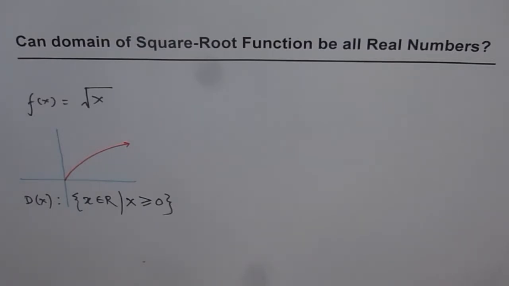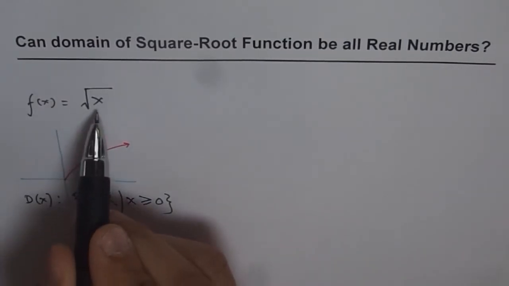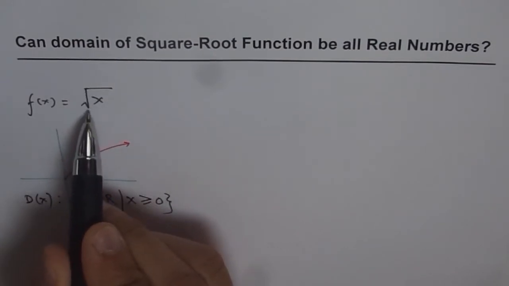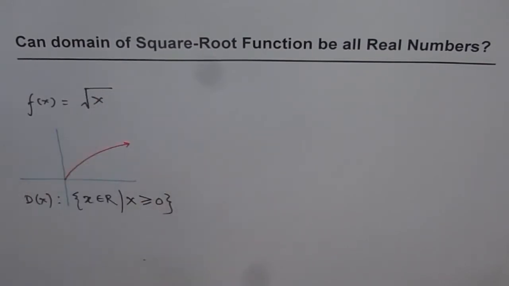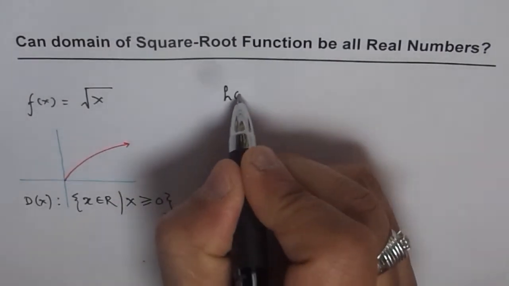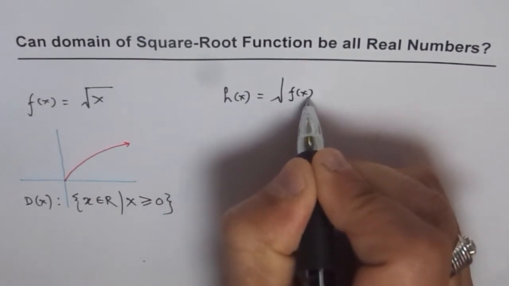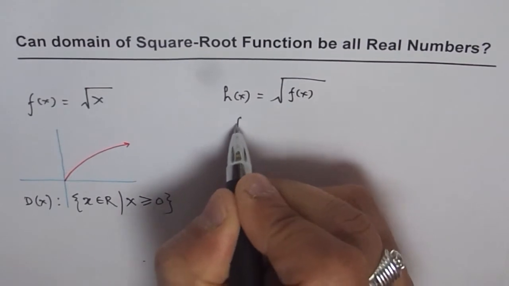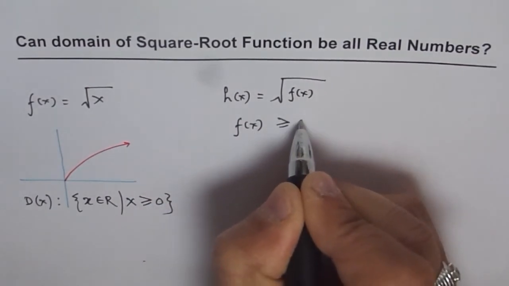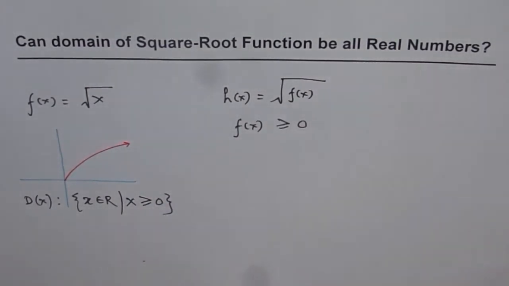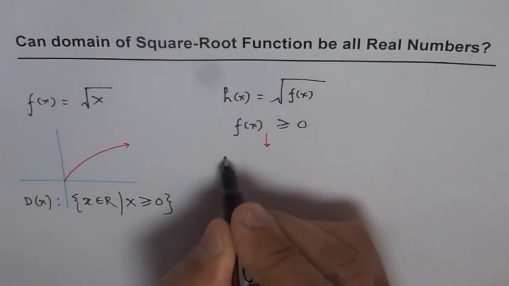Now let's take some examples where the domain could be all real numbers. The reason for this is that anything within the square root cannot be negative, right? So if I write another function h of x, for example, equals square root of f of x, in this case f of x should always be greater than or equal to 0, right? That is why we have restrictions. That leads to restriction. So this is the reason for the restriction.